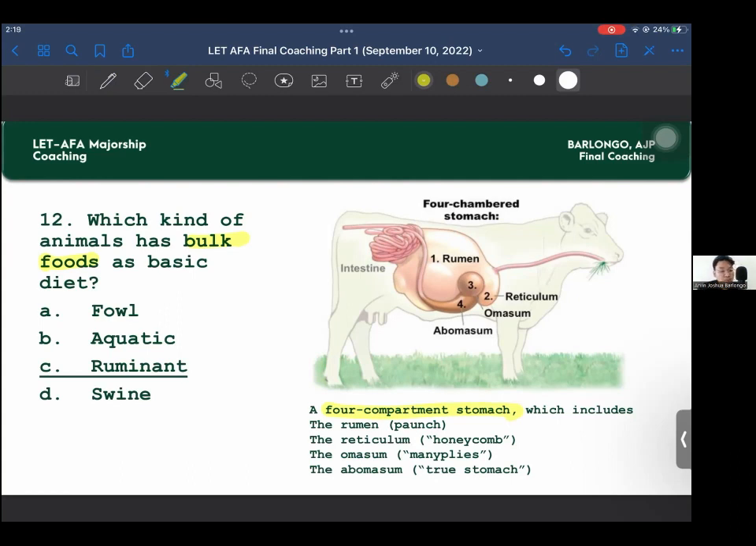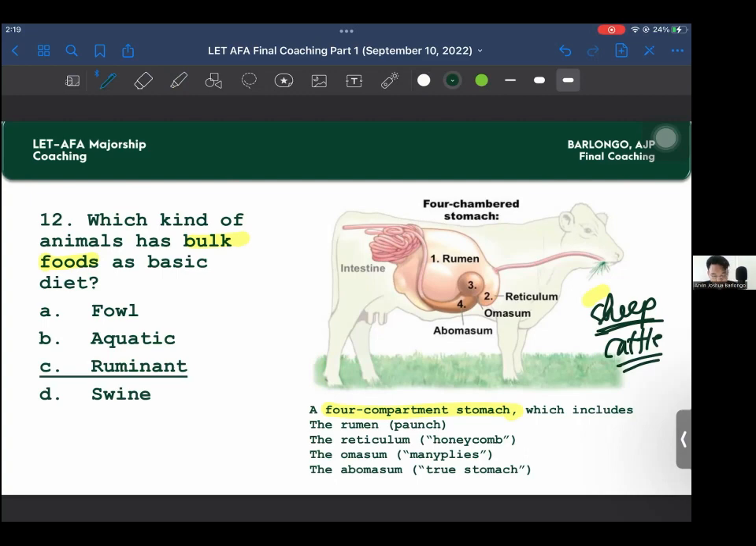So, una, meron tayong tinatawag na rumen. Take note of this: rumen, reticulum, omasum, and abomasum. Those are the four chambers or four stomachs na isang ruminant. Ang example pala ng ruminant is ito, yung nasa illustration, cattle, and also sheep. So, ruminant din ang sheep. Cattle. Ayan ang mga examples ng ruminants.